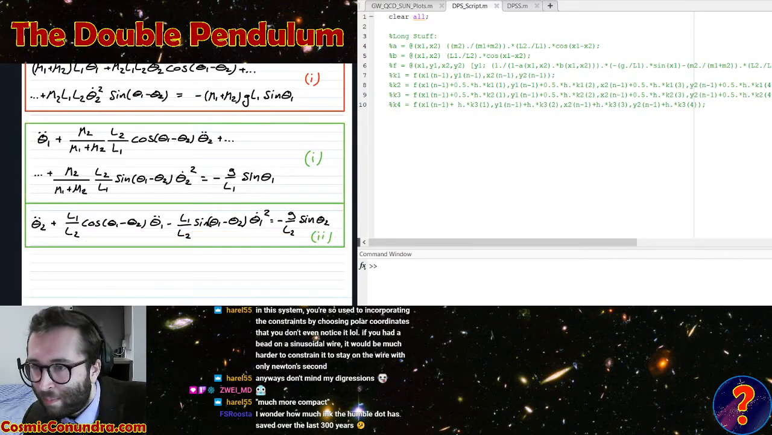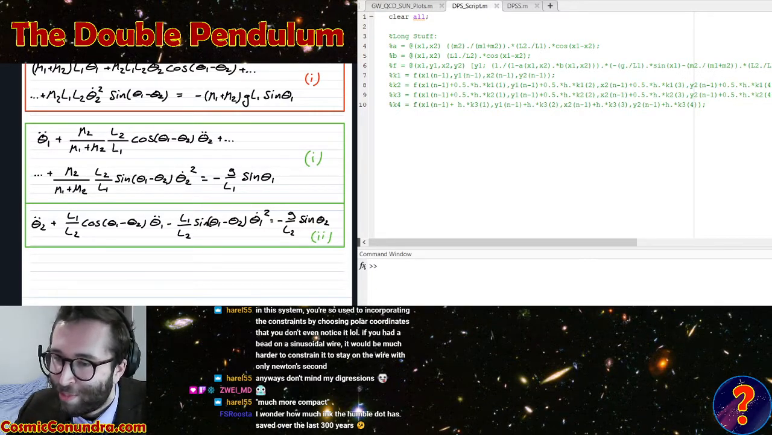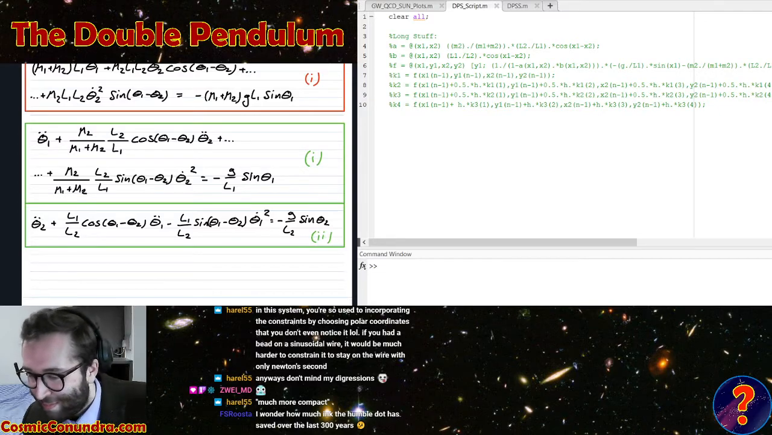So these are our nice two fully cancelled Euler-Lagrange equations. You wonder how much ink the humble dot has saved over the last 300 years. Probably very many. Very many ink.